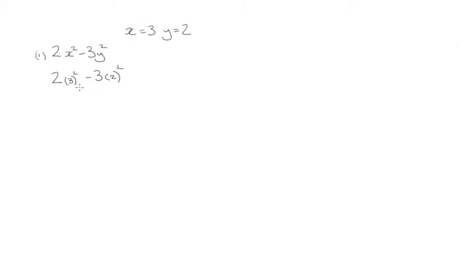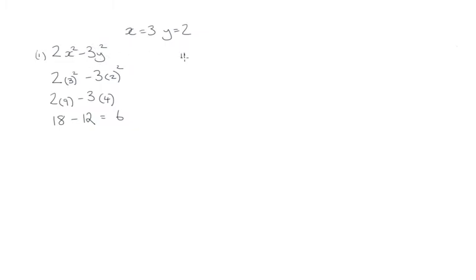But remember, I just said you do the power or the indice first. So before we multiply 2 by 3, we do the squared first. So it's 2 multiplied by 3 by 3. 3 by 3 is 9, and that's minus 3. And then here we do the same. 2 squared is 2 by 2, which is 4. Now we can multiply these numbers. So 2 by 9 is 18, minus 3 by 4 is 12, and that would give us 6. So now we have evaluated this expression.